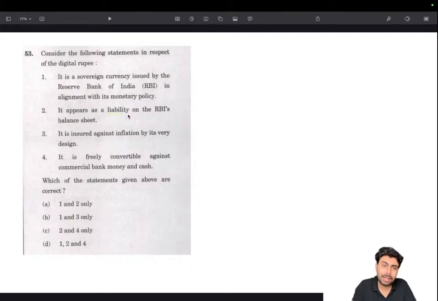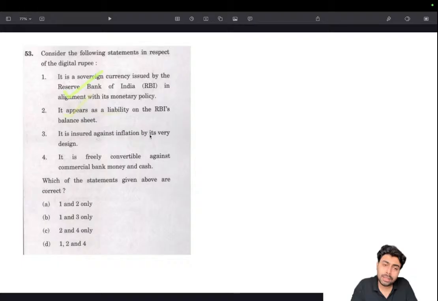No, it appears like liability only, because anybody who is holding that thing can ask the RBI or banks to pay them the sum that they are holding. So that is there. It's a liability. True. Again, this is true.